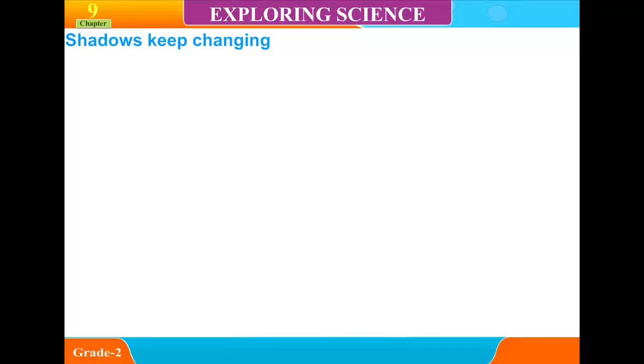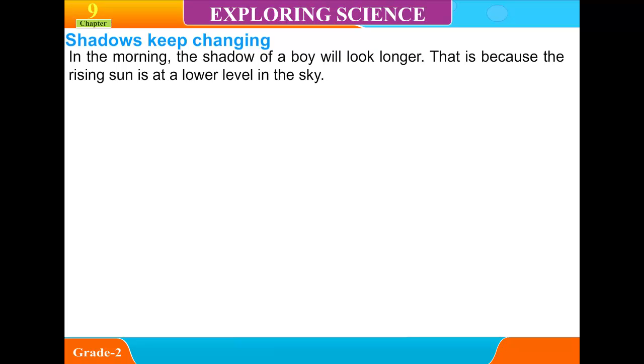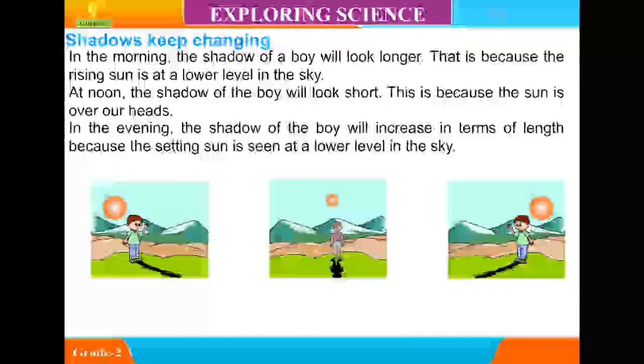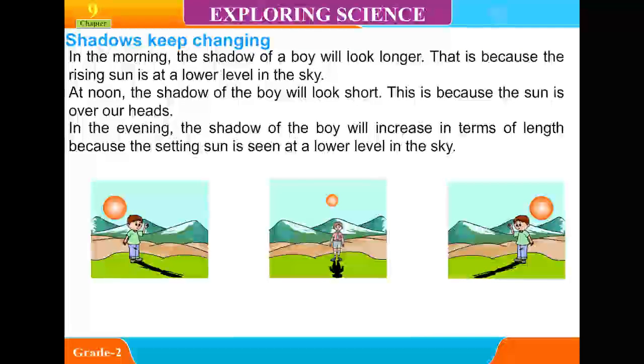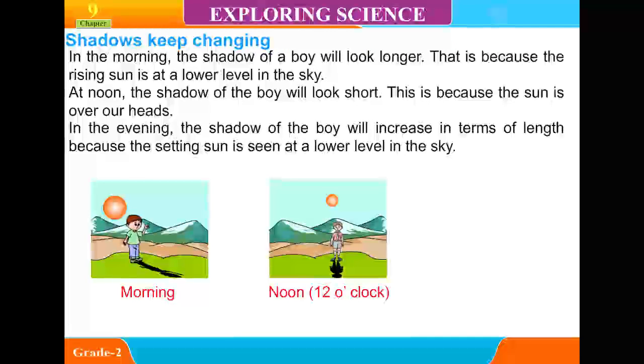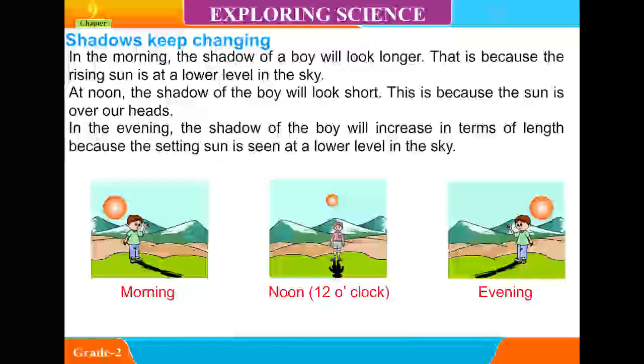Shadows keep changing. In the morning, the shadow of a boy will look longer. That is because the rising sun is at a lower level in the sky. At noon, the shadow of the boy will look short. This is because the sun is over our heads. In the evening, the shadow of the boy will increase in length because the setting sun is seen at a lower level in the sky. Morning, noon, 12 o'clock, evening.